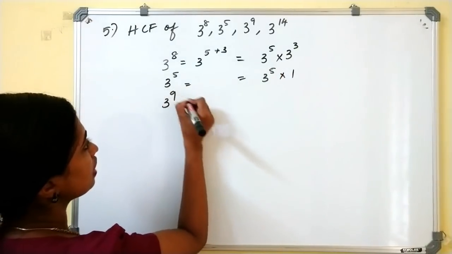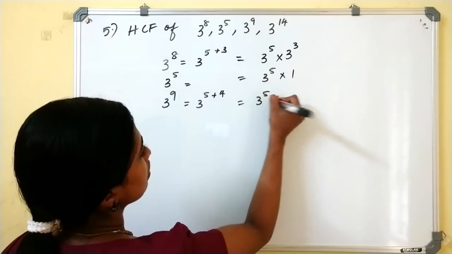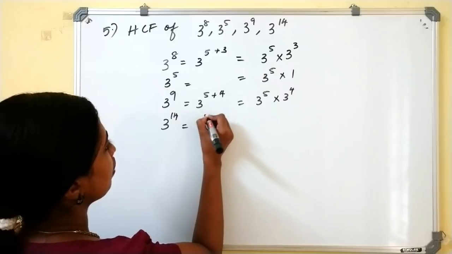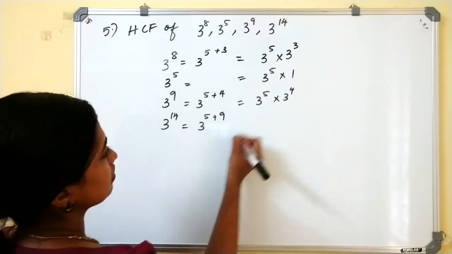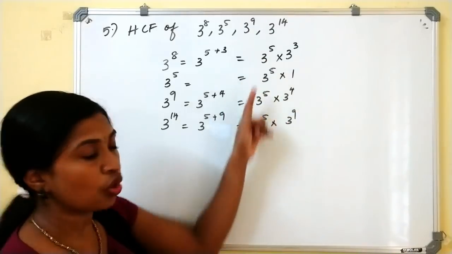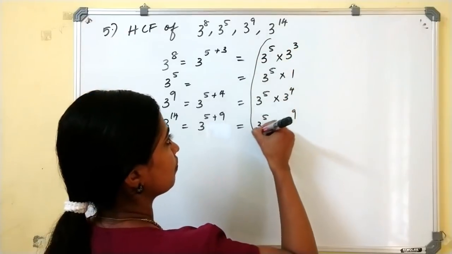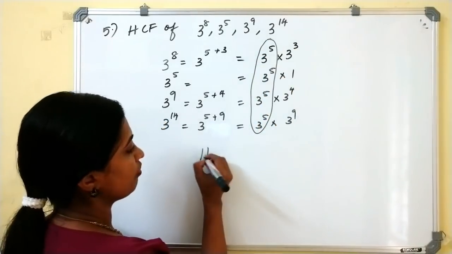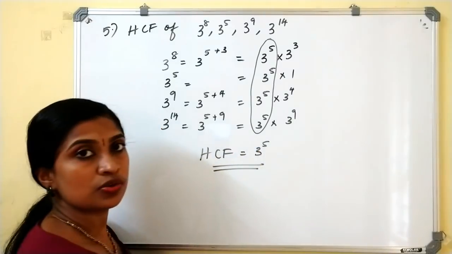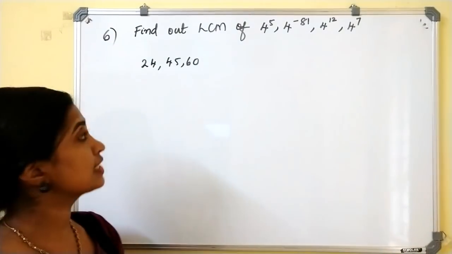Next case, 3 raised to 9. It is 3 raised to 5 plus 4. That is 3 raised to 5 into 3 raised to 4. Next is 3 raised to 14, which is 3 raised to 5 plus 9. So 3 raised to 5 into 3 raised to 9. Here, the common factor among these is 3 raised to 5. So the highest common factor in this case is 3 raised to 5. This is the answer of this question. Next question.